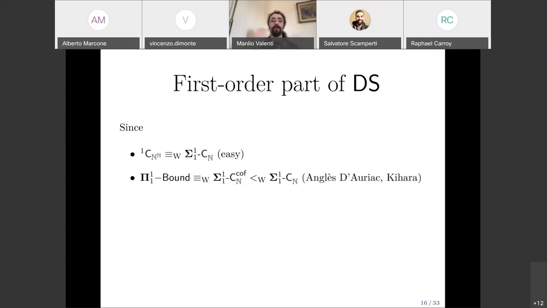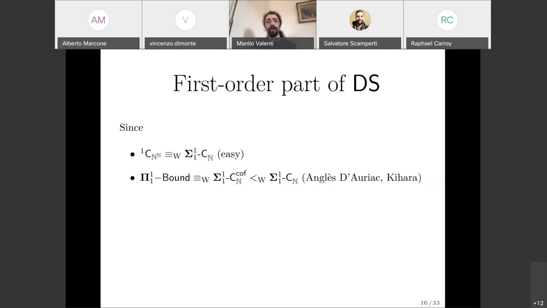On the other hand, pi 1-1 bound is equivalent, and again this is an exercise, to the problem sigma 1-1 cofinite choice on the natural numbers. Well, intuitively it's straightforward, right? Because producing a bound for a pi 1-1 set is just like choosing an element which is not in the set. So that's why sigma 1-1 and cofinite here. And it has been proved by Paul Elliott and Gledor-Yak and Takayuki Kihara that this problem is strictly weaker than the sigma 1-1 choice on the natural numbers.